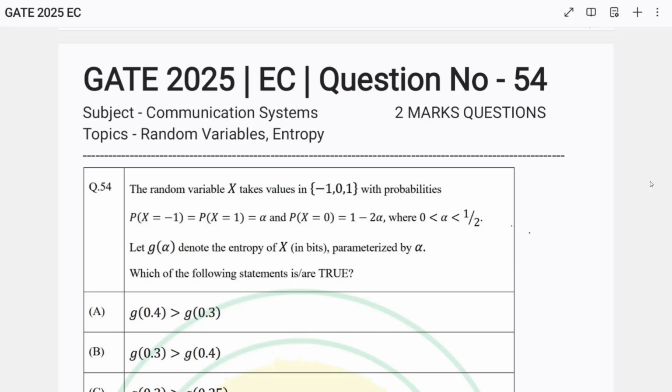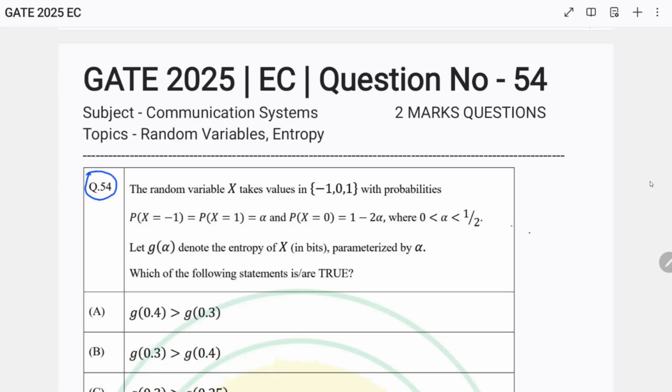This question is from GATE 2025 Electronics and Communication branch, question number 54. It has been asked from the subject communication systems on the topic random variables and entropy, and it's a 2 marks question. So I'm going to solve question number 54.